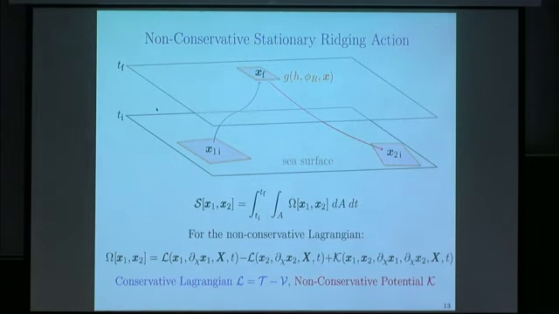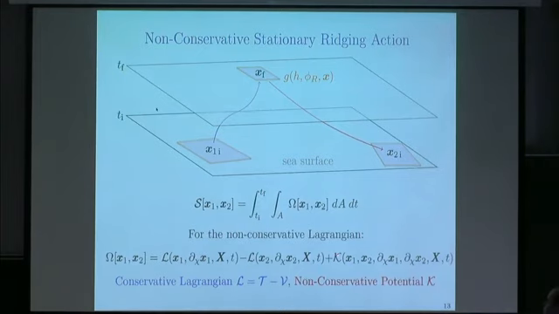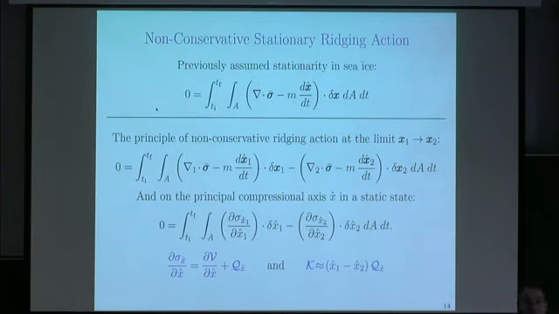So what this is saying: non-conservative Lagrangian is composed of the conservative Lagrangians along these paths. That's the kinetic energy minus the potential energy, and then there's glue that glues them together, this non-conservative potential. And in sea ice, this is how it manifests. This is the stationary principle that we're all assuming right now, and this is the stationary principle that would apply with this new stationarity.